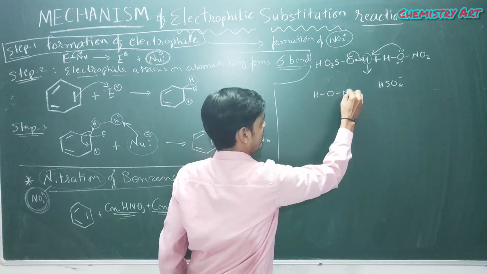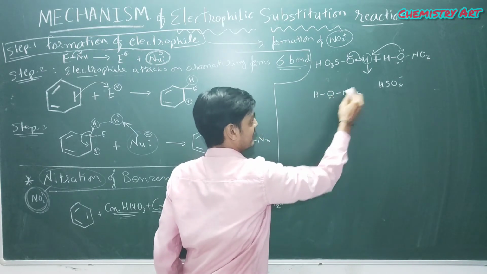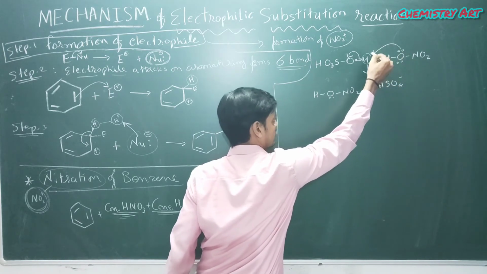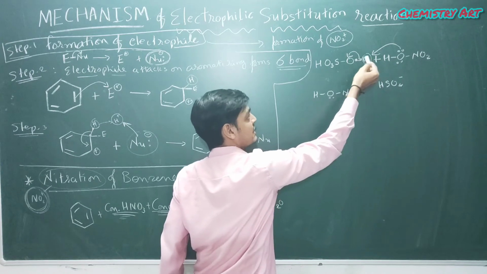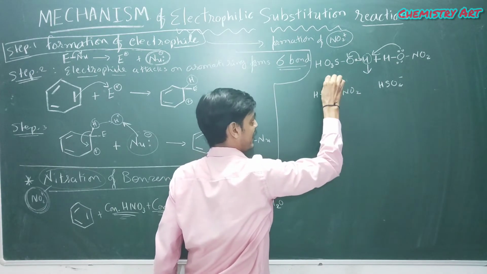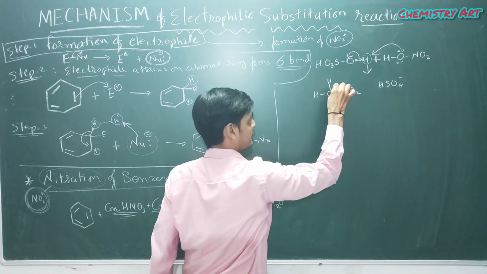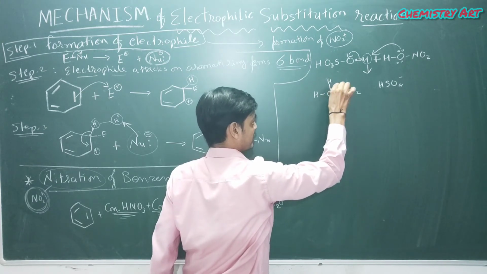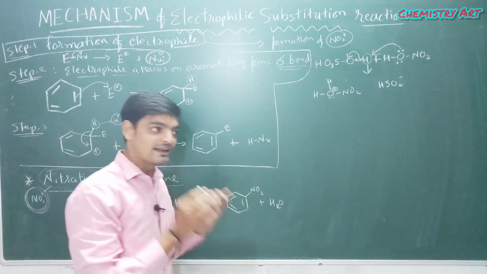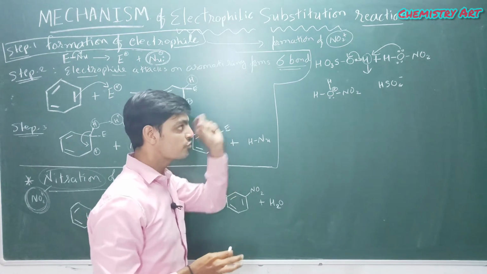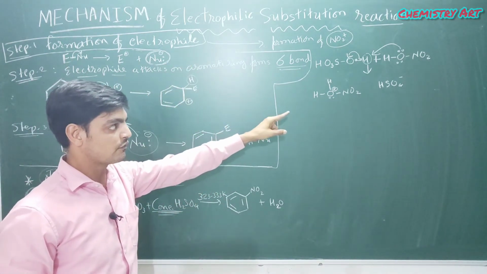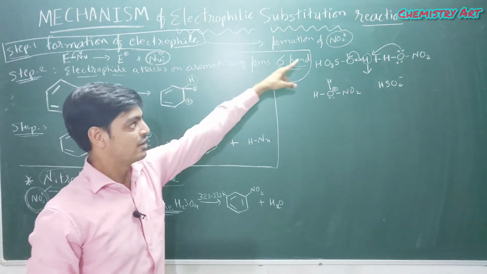So we get here HO-NO2, where 2 electrons of this oxygen are donated towards this hydrogen because its electrons are gained by the oxygen, and now we have a new positively charged HNO3, also called protonated nitric acid, which is very unstable. The first step is still going on, the formation of the electrophile. This is not the electrophile; our electrophile is NO2+.